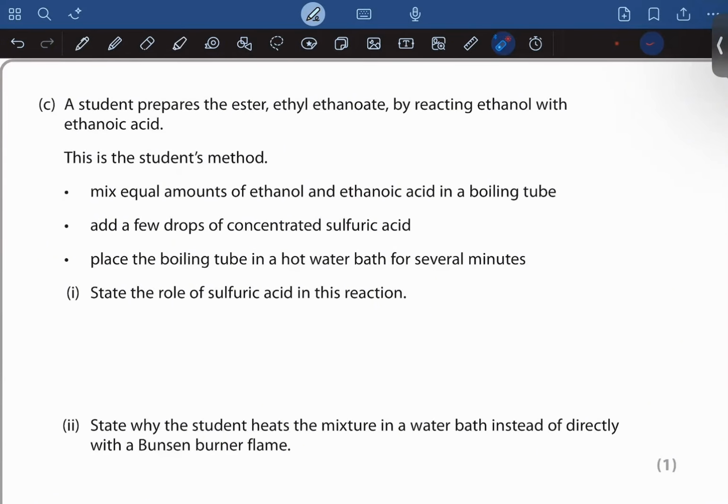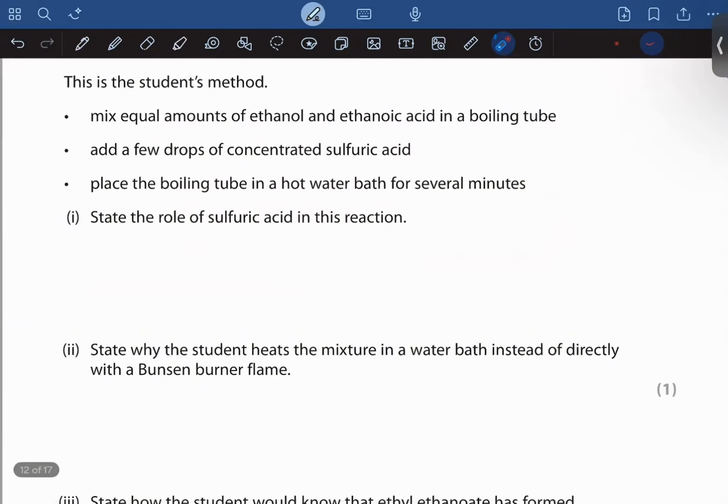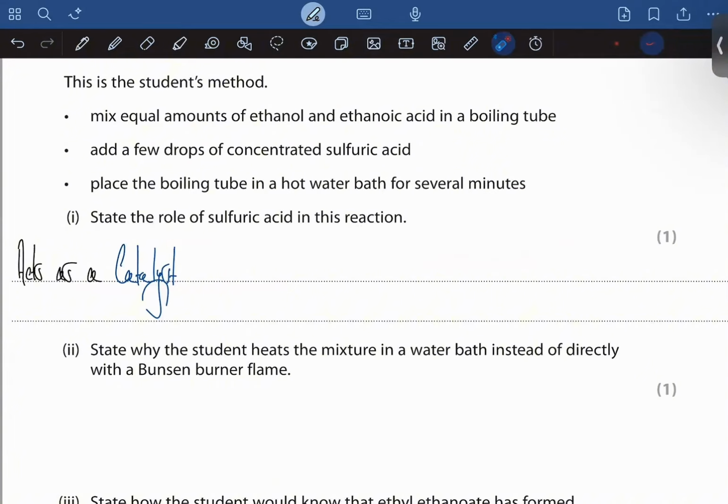A student prepares the ester ethyl ethanoate by reacting ethanol with ethanoic acid. Okay. And the student's method is this: mix equal amounts of ethanol and ethanoic acid in a boiling tube, add a few drops of concentrated sulfuric acid, place the boiling tube in hot water for several minutes. Now, this thing is basically acting as a catalyst. So, state the role of the catalyst. Speeds up the chemical reaction, okay? Acts as a catalyst to speed up the chemical reaction.